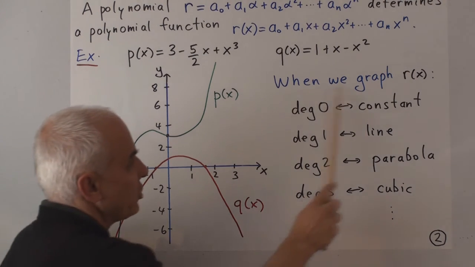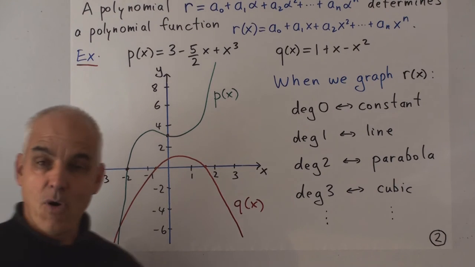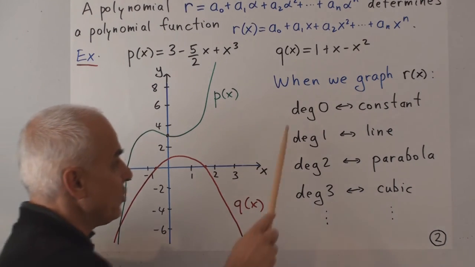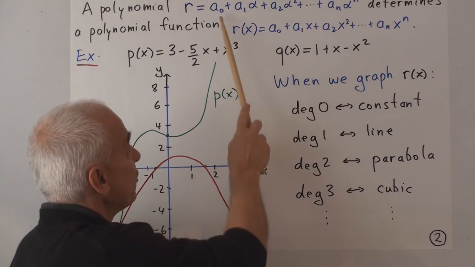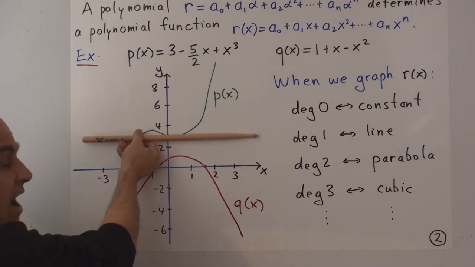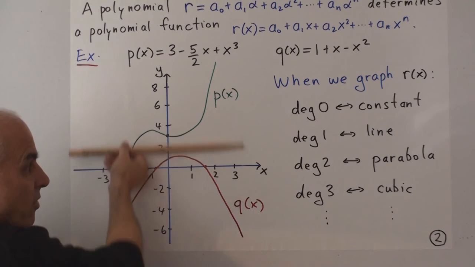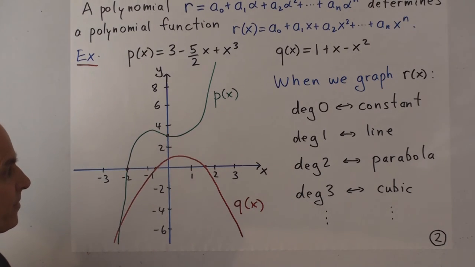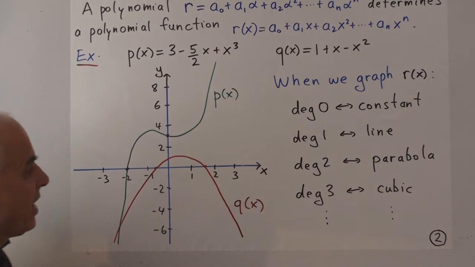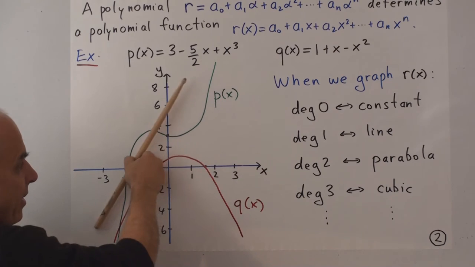Okay, when we graph a general polynomial function, the complexity of what we get is dependent on the degree. That's the main point. So degree 0, that would be when there's just a constant term. That's a constant function. It means that its graph looks like a straight horizontal line. So that's a degree 0 or constant polynomial function. If we have a degree 1 polynomial function, that's a line, a straight line like this.